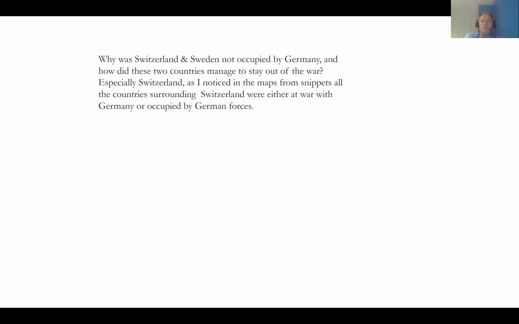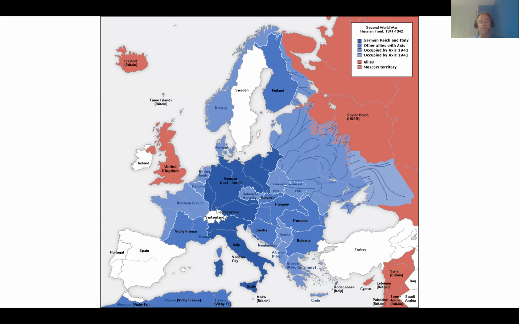Second question, why was Switzerland and Sweden not occupied by Germany? And how did these two countries manage to stay out of the war, especially Switzerland? I noticed on the map, all countries surrounding Switzerland were either at war with Germany or occupied by German forces. This is a really good question.